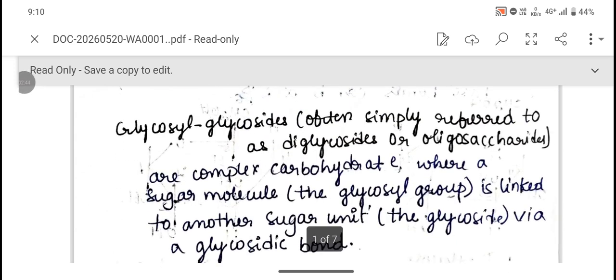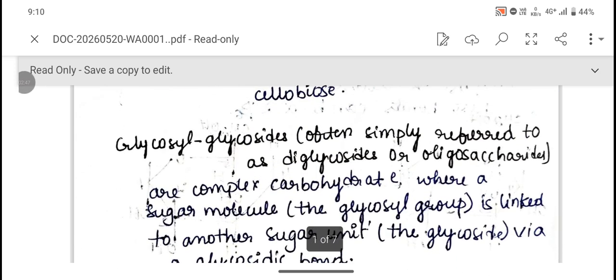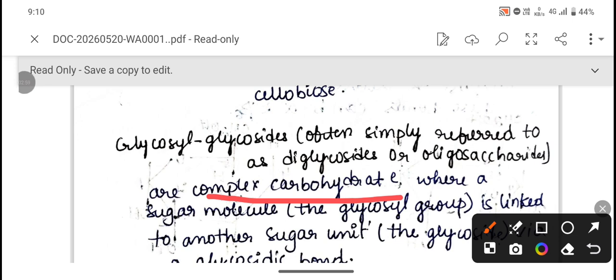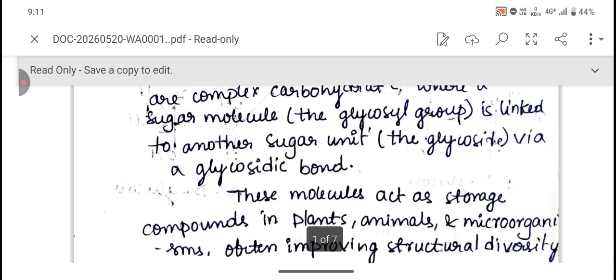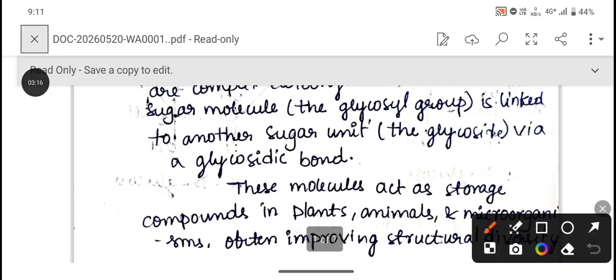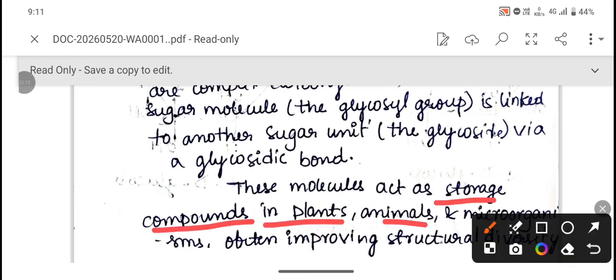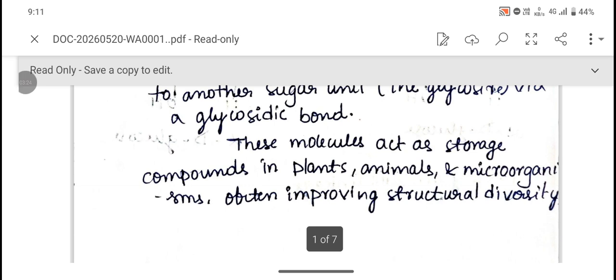So what are glycosyl and glycosides? Often simply referred to as diglycosides or oligosaccharides, these are complex carbohydrates where a sugar molecule, which is the glycosyl group, is linked to another sugar unit called the glycoside via a glycosidic bond. Basically these act as storage compounds in plants, animals and microorganisms, often improving their structural diversity.